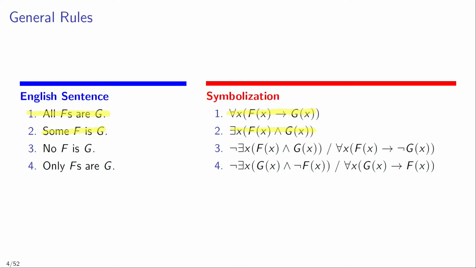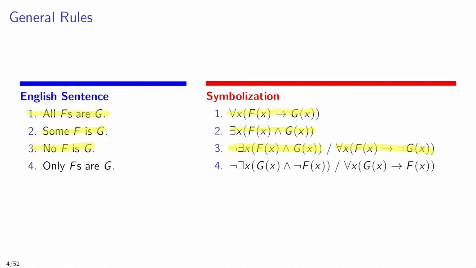Now, whenever an English sentence is of the form no F is G, you have a choice. You can either symbolize the sentence by means of a negated existential quantifier and say that it is not the case that there is an x such that Fx and Gx, or you can symbolize the sentence by means of a universal quantifier and say that for all x, if Fx, then not Gx.